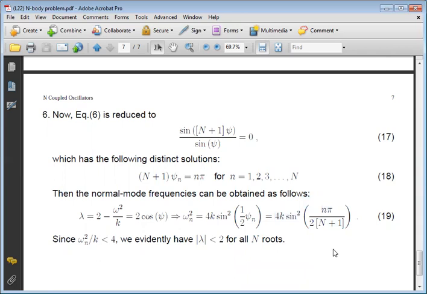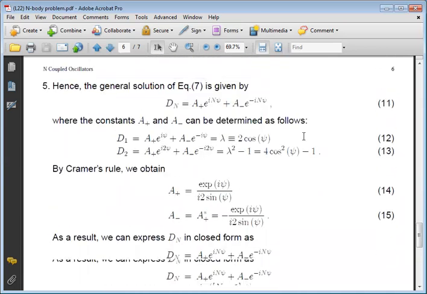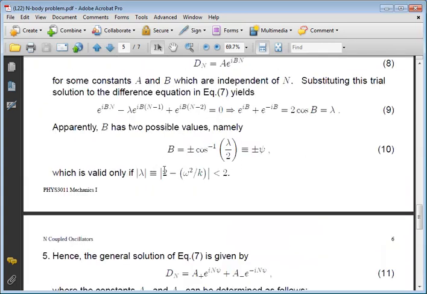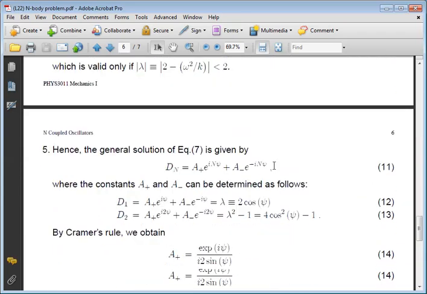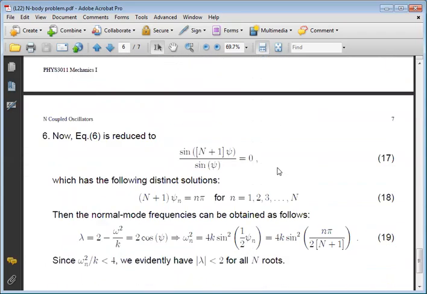So now we have to double check whether the absolute value of lambda is less than 2. Since omega squared divided by k is less than 4, we evidently have absolute value of lambda less than 2 for all n roots. Okay, so our assumption here is correct, and the solutions are the desired solutions.